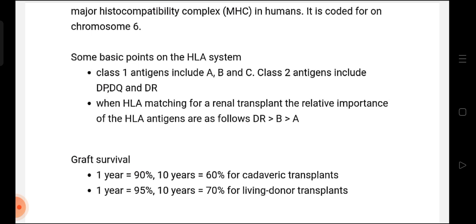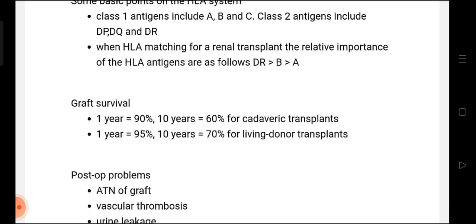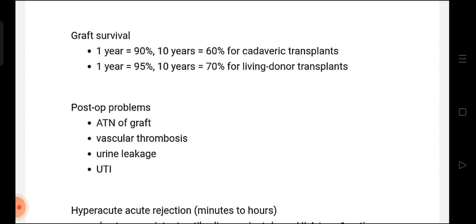When HLA matching for renal transplant, the relative importance of the HLA antigens is as follows: DR is the most important, then B, then A antigen. Graft survival for the first year is about 90%, and at 10 years 60% for cadaveric transplant, while in living donor transplant the graft survival in the first year will be 95%. The next 10 years will be 70%.